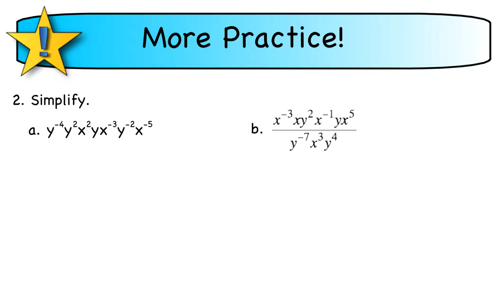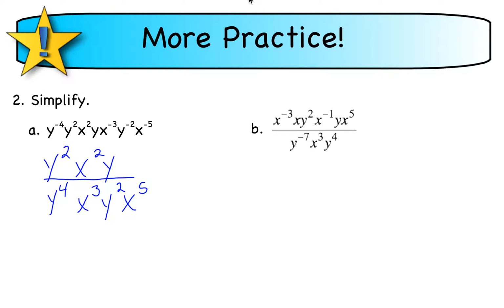So let's say we have all these y's and all these x's. Remember, anything that's negative goes in a denominator. So I'm just going to make a fraction bar here. I see I have this y to the minus 4. I'm going to put that in the denominator and make it positive. Anything that's positive I will leave in the numerator, so y squared stays there. X squared stays there. There's a y up there. X to the minus 3 goes down to the denominator and becomes positive. Y to the negative 2 goes to the denominator and becomes positive. And then x to the minus 5 goes to the denominator and also becomes positive.